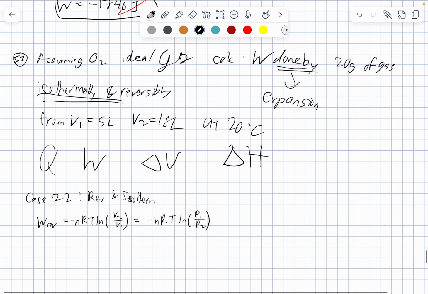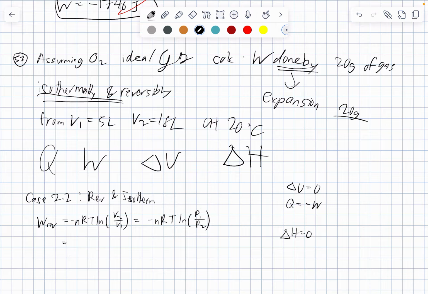And this is isothermal, no? So internal energy is 0, as well as enthalpy. The Q is negative W, no? Let's calculate for the reversible work first. Negative n, 20 grams of O2. What's the molar mass of O2? Let's convert it into mole. 32, no? 32 grams per mole.